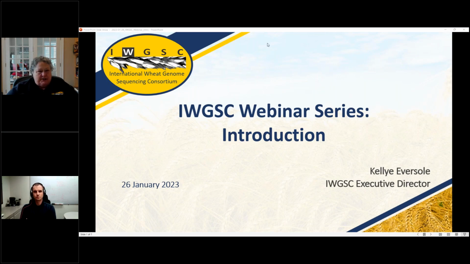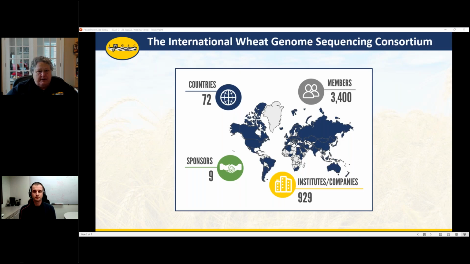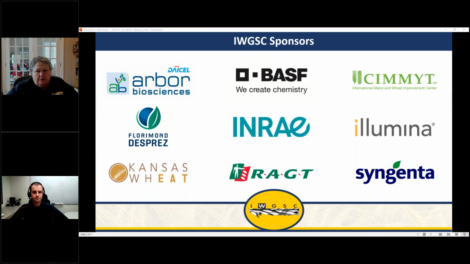Before we get started with Jason's presentation, I'd like to give you a quick overview of the IWGSC. Most of you are familiar with it, but in case you are not, you'll get some ideas. We are an international nonprofit consortium, a registered charity and research institute here in the United States. We have over 3,400 members, over 900 institutes and companies engaged with us in 72 countries. None of this would be possible, our webinars or our workshops or our coordination activities related to genome resources, without the help of our sponsors.